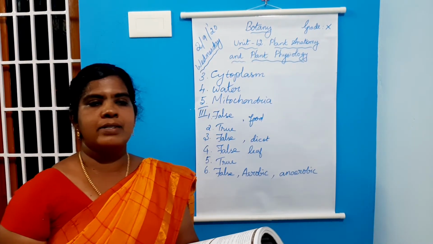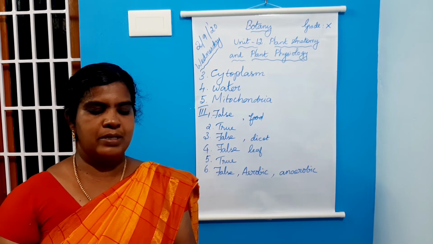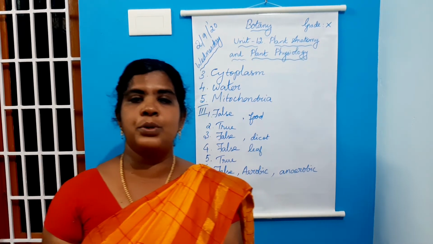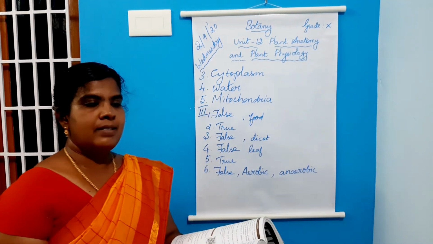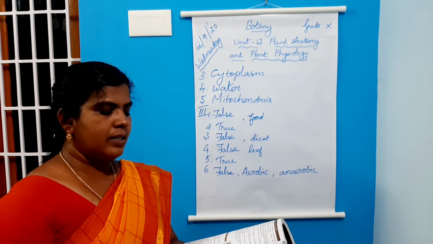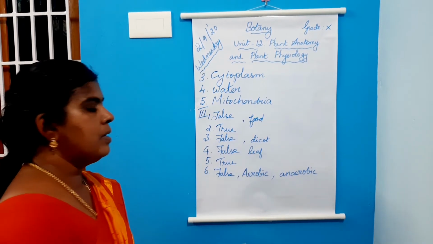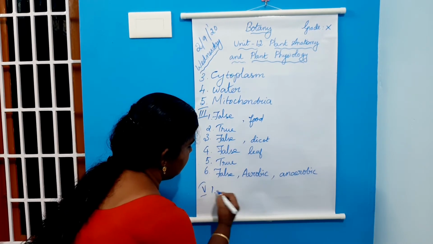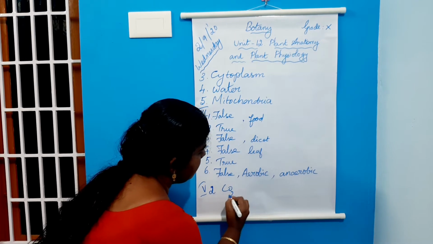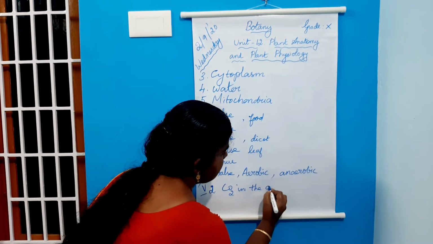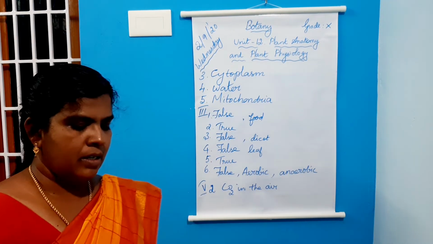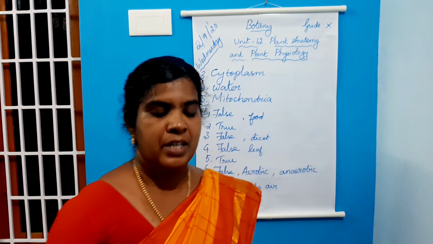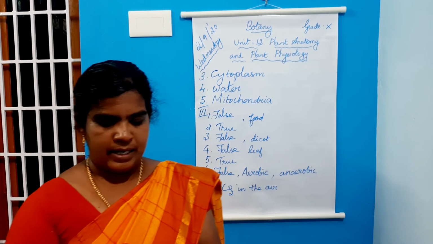Second one, where does the carbon that is used in photosynthesis come from? The answer is, the carbon that is used in photosynthesis comes from CO2 in the air.